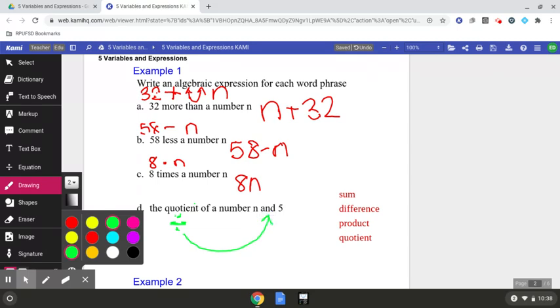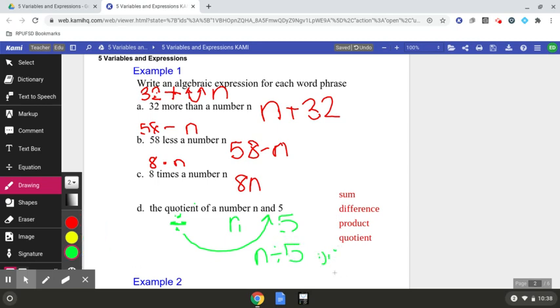So here's the word and, we have a number n and 5. Those are the 2 things that we're going to divide. So when I'd write this out, it would be n divided by 5, or we can write it as a fraction, where we make it n divided by 5.